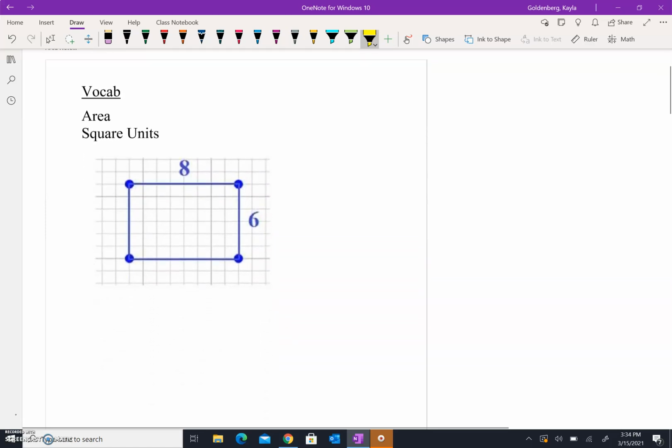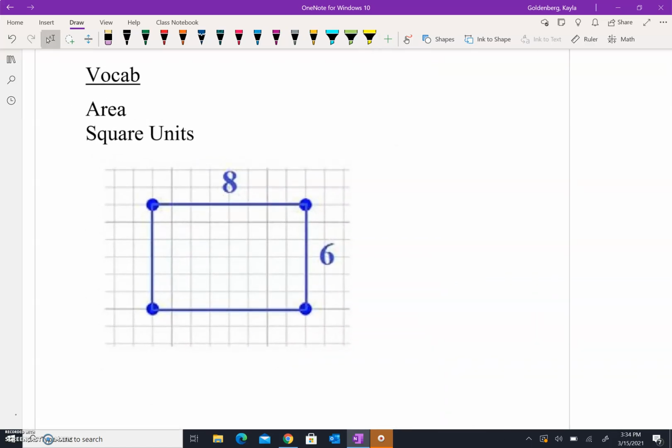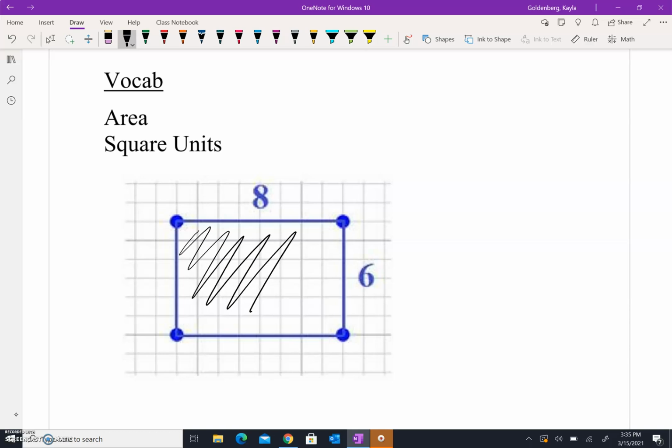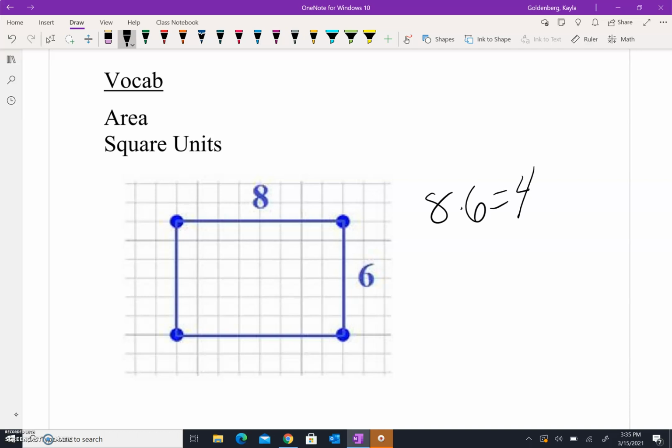So some vocab: area, right, as well as square units. So that kind of goes nicely with this picture of a rectangle. Finding the area of a rectangle is finding out how much space is encompassed in this shape, right? And specifically, when we do that, we do our length times our width. So 8 times 6, that'll get you 48. And then what you typically write is units squared. So keep that in mind.